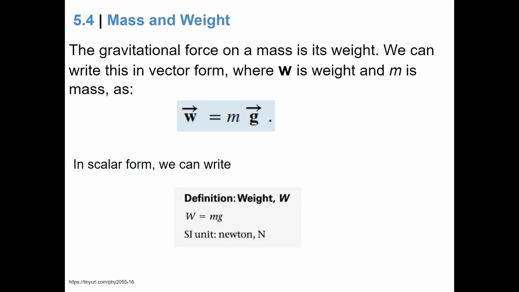So you can see the weight itself should be a force, a vector. Weight has the same direction as gravitational acceleration, pointing downward, but its magnitude is equal to mass times g. Weight has an SI unit of Newton. Although we use pounds all the time, pound is not an SI unit for force. But remember, pound is a unit for force, not a unit for mass.